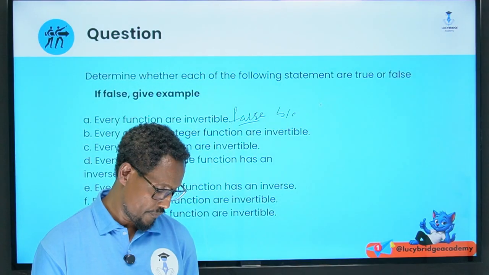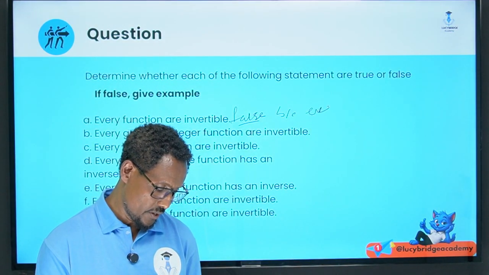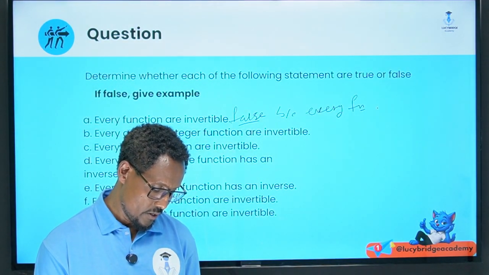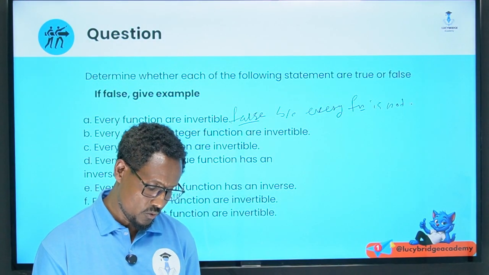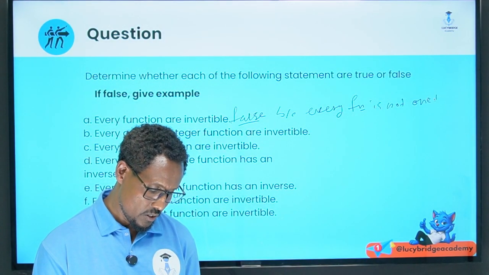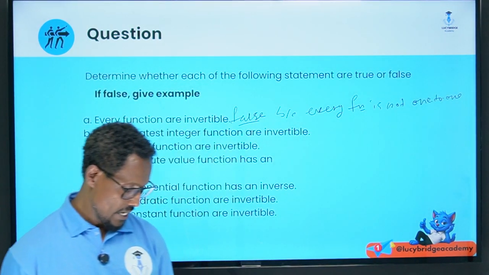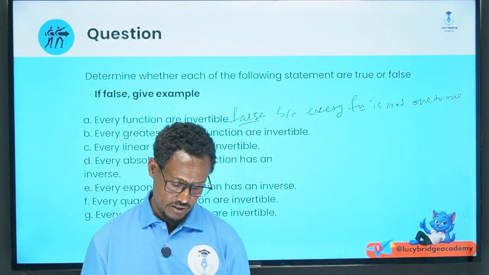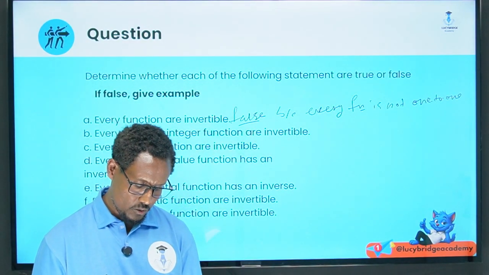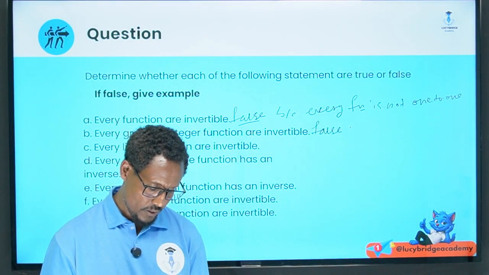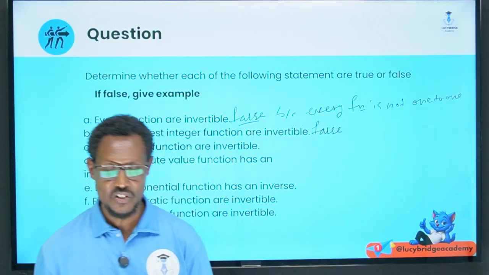Because every function is not one-to-one. Yes, every function is not one-to-one. Every greatest integer function is invertible. This is also false. Every greatest integer function.